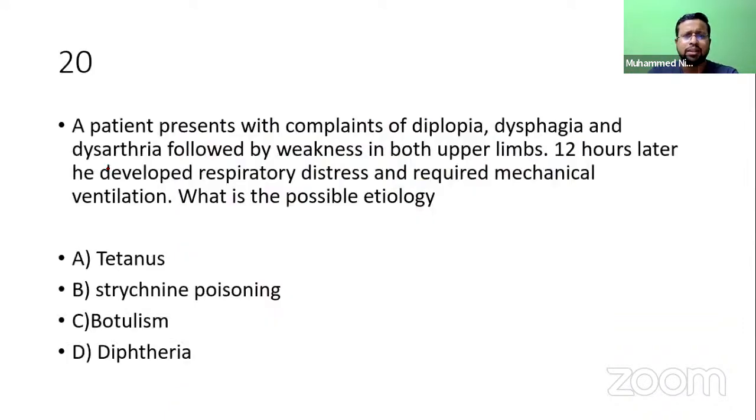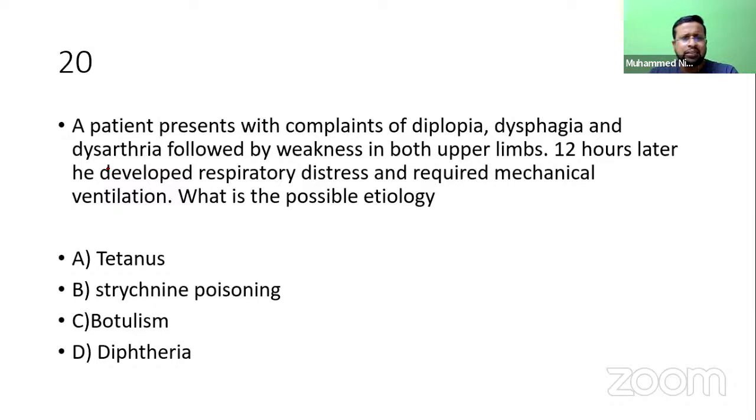One-liners from Harrison. The 20th question: a patient presents with complaints of diplopia, dysphagia, and dysarthria followed by weakness in both limbs, and 12 hours later develops respiratory distress requiring mechanical ventilation. What is the possible etiology? The options given included tetanus, strychnine poisoning, botulism, and diphtheria.